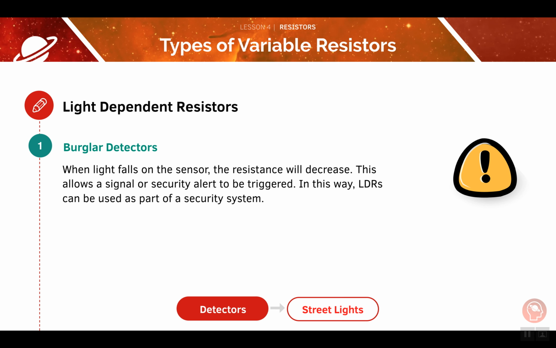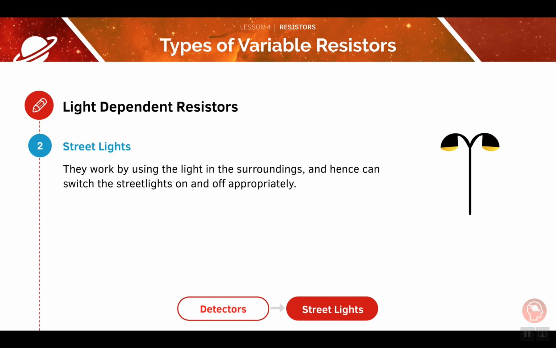LDRs can be used in burglar detectors. When light falls on the sensor, the resistance will increase. This allows a signal or a security alert to be triggered. In this way, LDRs can be used as part of a security system. They can also be used in automatic streetlights. They work by using the light in the surroundings to switch on and off the streetlights appropriately.